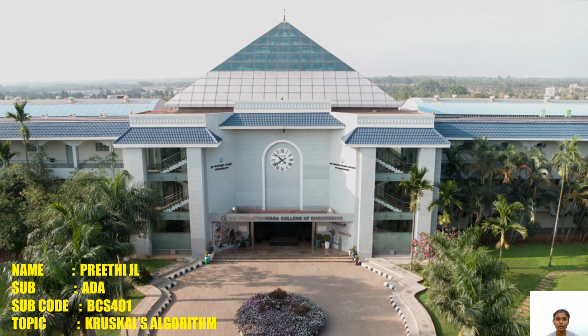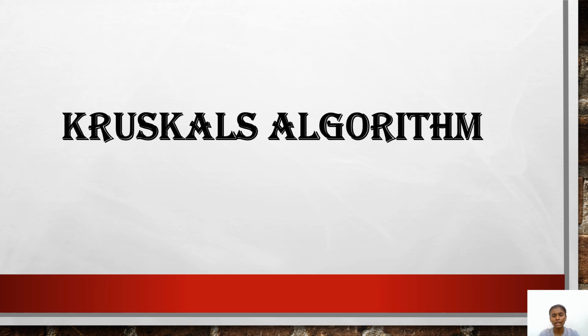Today I want to discuss about ADA. In ADA, I want to discuss about Kruskal algorithm. Kruskal algorithm is a well-known algorithm for finding the minimum spanning tree of a graph. It is a greedy algorithm that makes use of the fact that edges of a minimum spanning tree must form a subset of the edges of any other spanning tree.